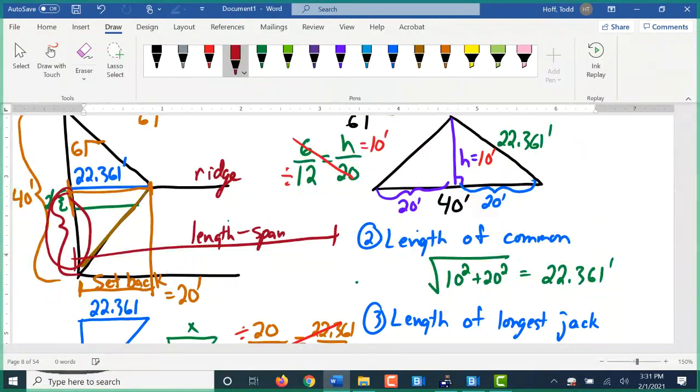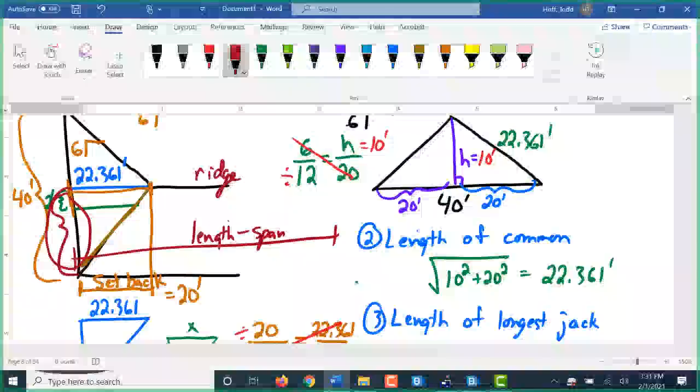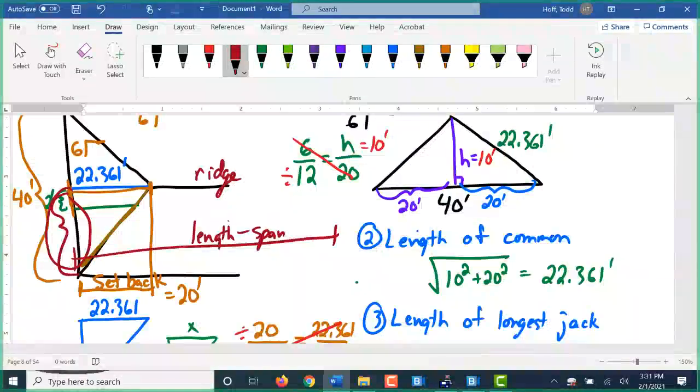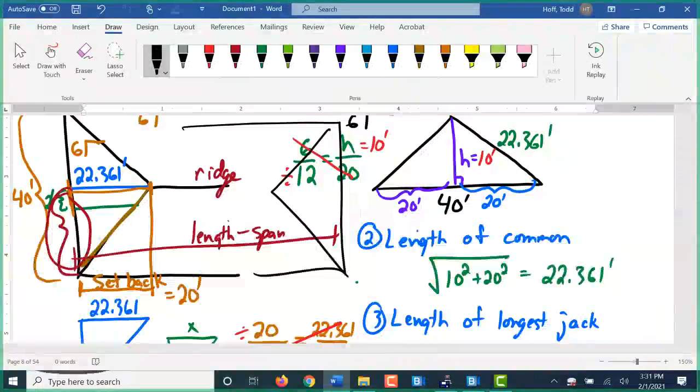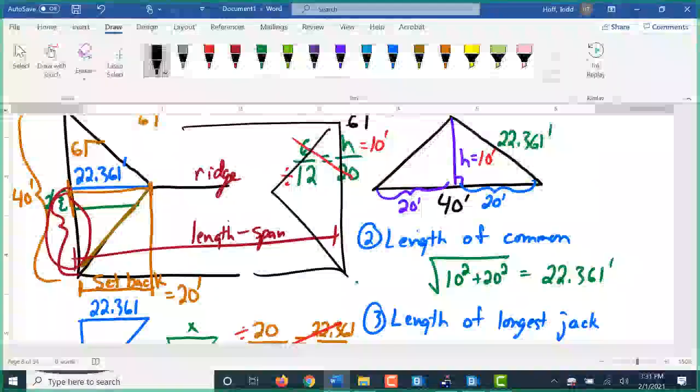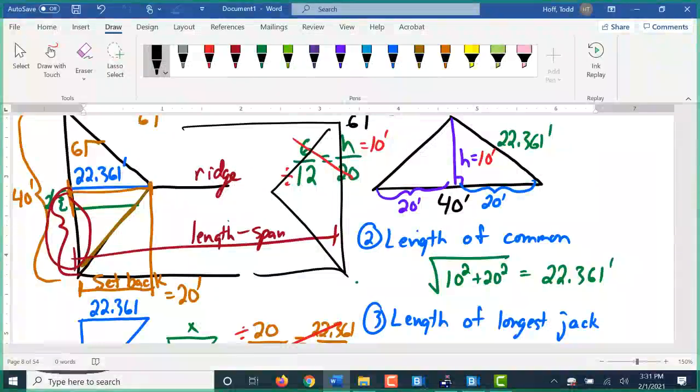Now, that only works if it's a conventional hip, where the slopes are the same on the hip end as they are on the common rafter. Are you saying if I have 2 hip ends? Yeah, there's going to be a hip end on the other end, yes. And it doesn't matter what those slopes are? It doesn't matter what the slopes are. As long as the slopes are the same, a hip end is going to take off half of the span on each end. So it's going to take off a full span.